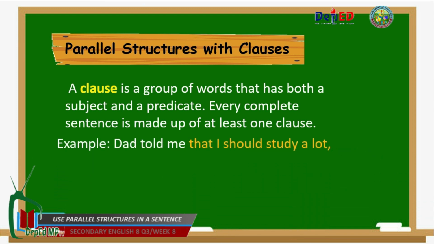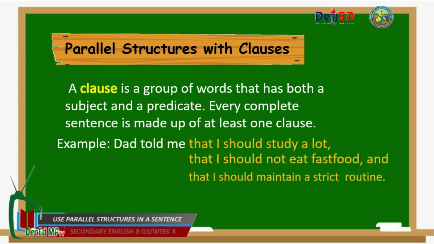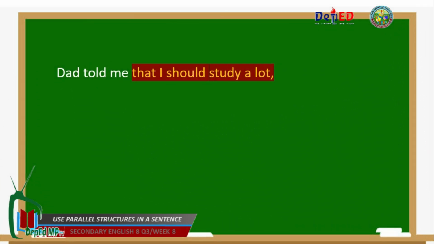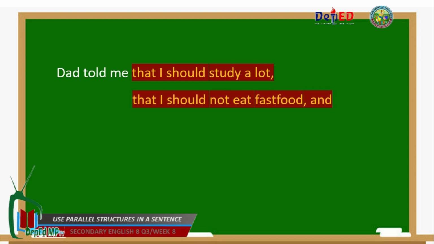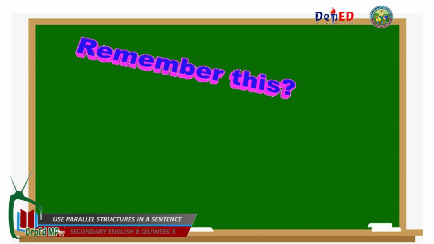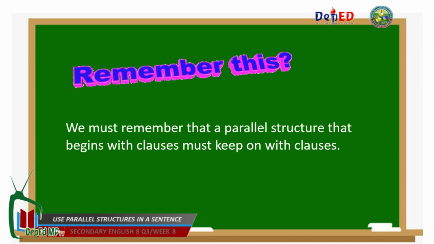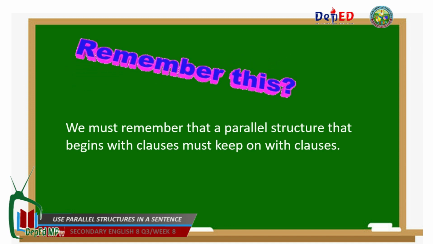Dad told me that I should study a lot, that I should not eat fast food, and that I should maintain a strict routine. Let's identify the clauses in the sentence: that I should study a lot, that I should not eat fast food, and that I should maintain a strict routine. We must remember that a parallel structure that begins with clauses must keep on with clauses.